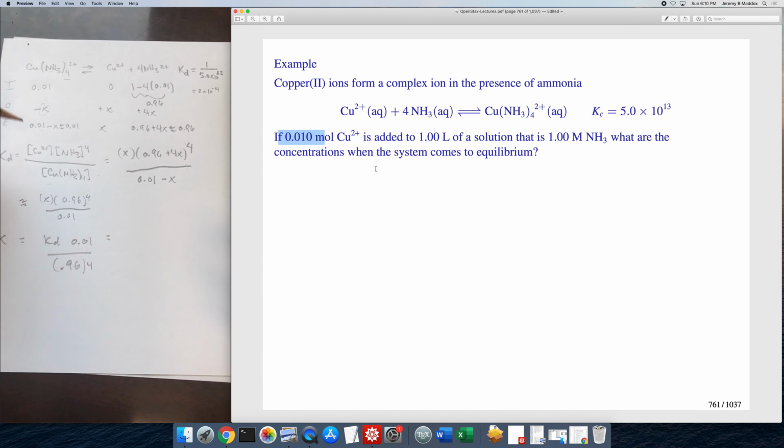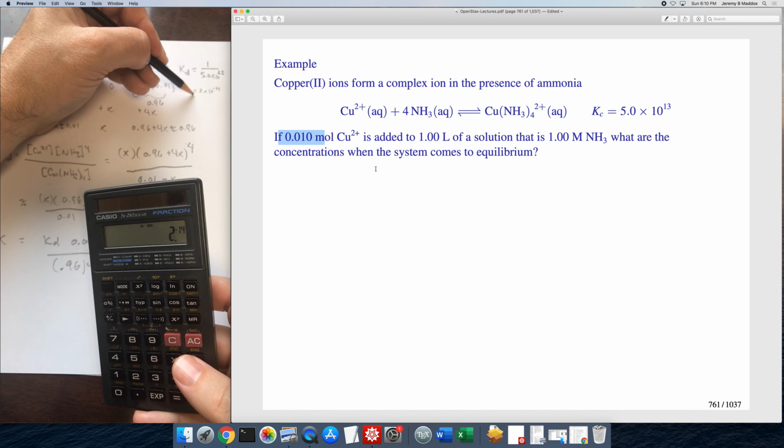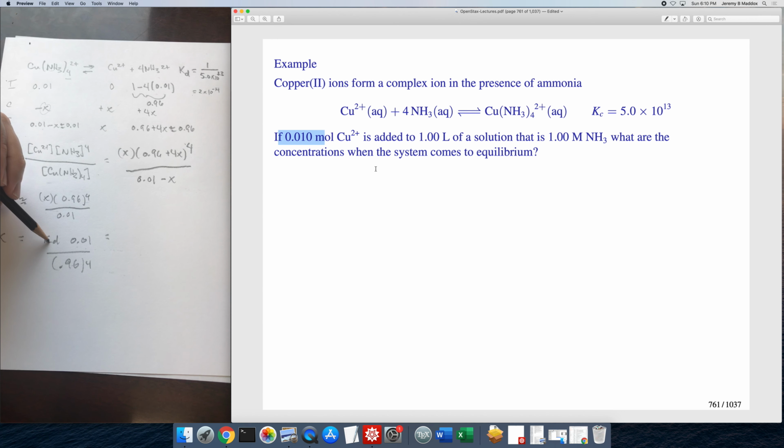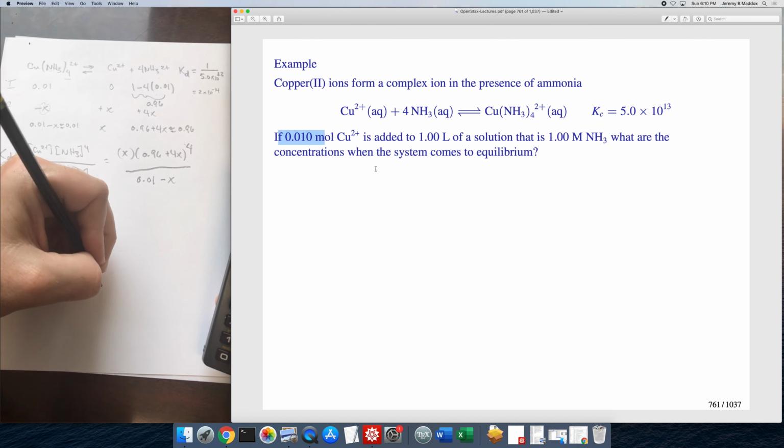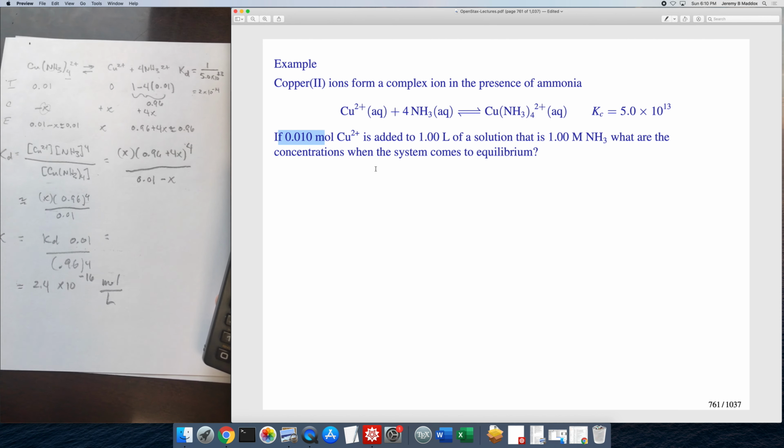So we'll take the 2 times 10 to the minus 14, that's the Kd value, times 0.01, and we'll divide it by 0.96 to the 4th power. And I'm getting 2.4 times 10 to the minus 16 moles per liter. So that is the concentration of the free copper at equilibrium. And as promised, it's totally insignificant.